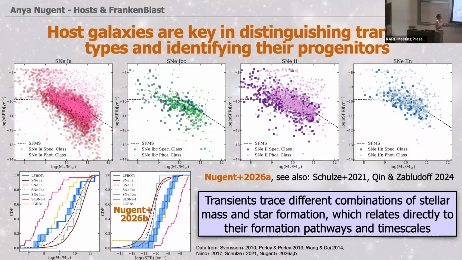For one example, we see that type 1a supernovae more regularly occur in more massive galaxies that have lower star formation rates. And that is due to their progenitor having longer formation timescales than that of core collapse supernovae, which allows them to more regularly occur in more evolved galaxies.